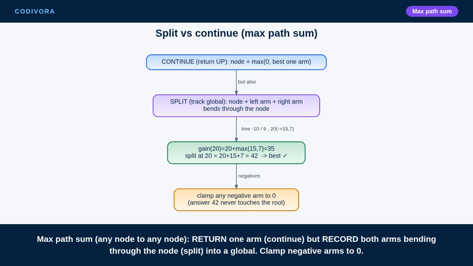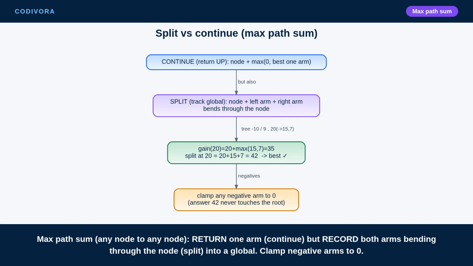versus continue decision. At each node, you compute two different things. What you return to your parent is the continue value, one arm only, because a parent can extend just one side. What you record in a global is the split value, both arms bending through this node.